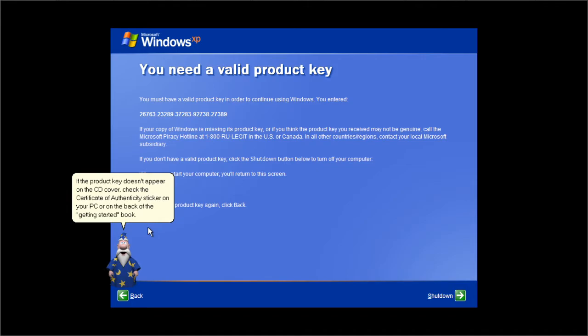If the product key doesn't appear on the CD cover, check the Certificate of Authenticity sticker in your PC or on the back of the Getting Started book. After you find the product key, click the back button and type the product key in the boxes in the previous screen. If you can't find your product key, contact your computer manufacturer.